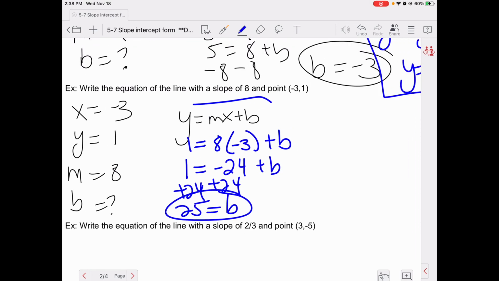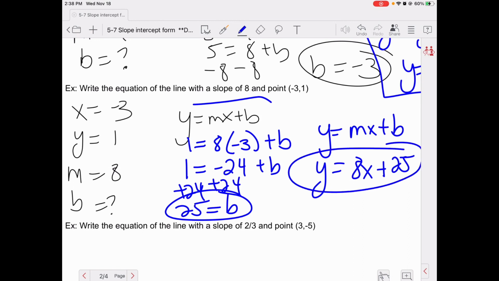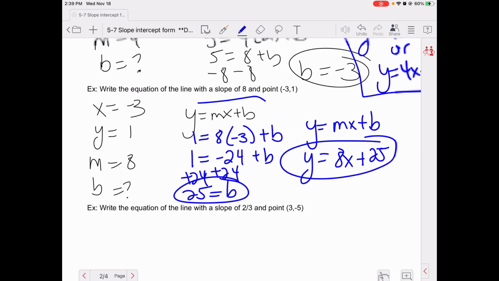Okay. Now again, I write my y equals mx plus b again, and I'm only going to plug in m and b the second time. So I'm going to get y equals 8x plus 25. Sorry guys, when I go too far off to the side, that always pulls over. So I get y equals 8x plus 25. Okay?